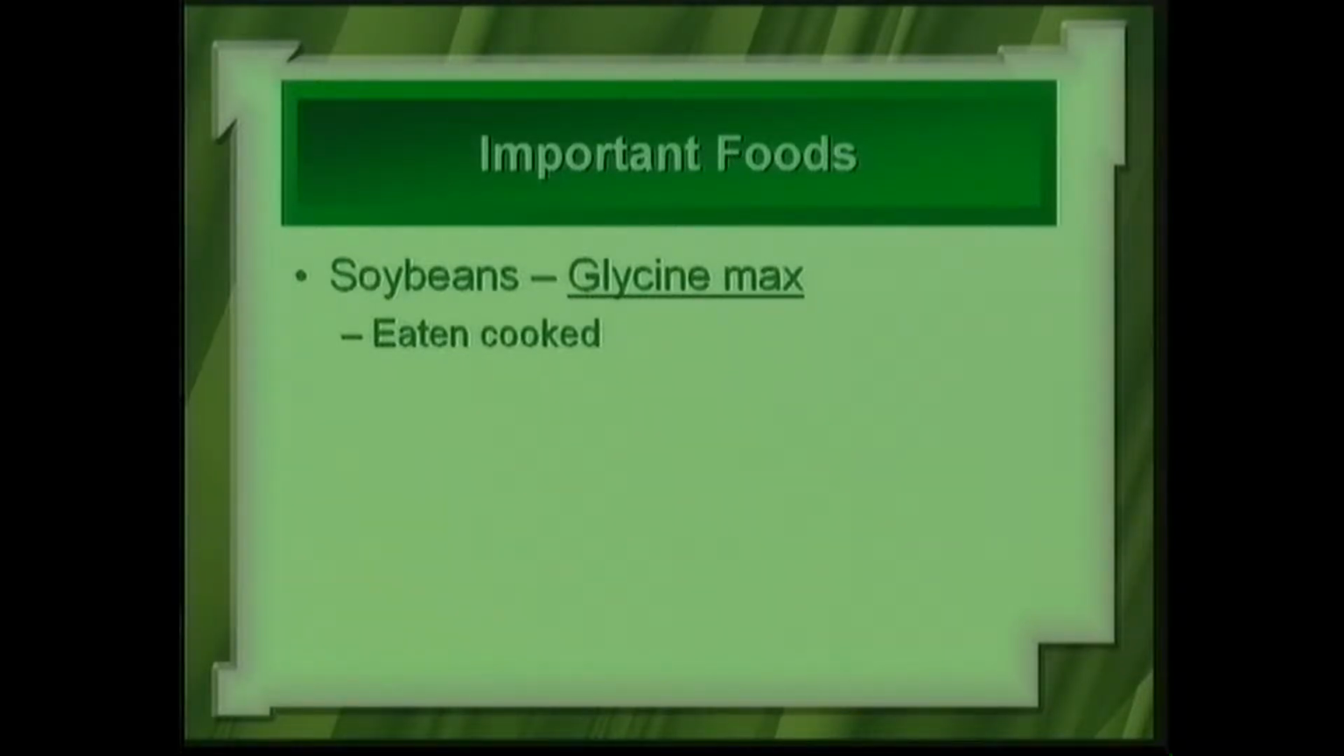Why is that? Well, it's because soybeans have something called a trypsin inhibitor. Trypsin is a digestive enzyme. If you eat soybeans with this inhibitor, it will interfere with the normal digestion of protein. So you need to cook soybeans before you consume them.